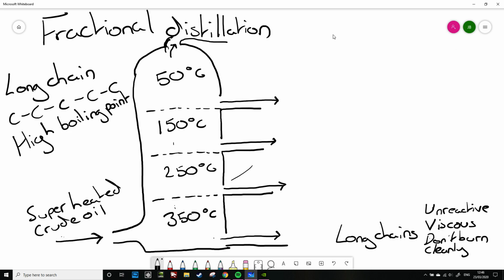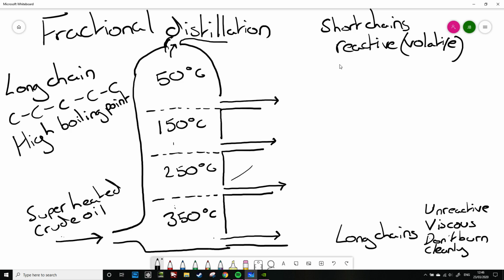Whereas at the top, they are short chains, so that is our methane and ethane. They are reactive (open brackets, volatile, that literally means reactive). There will be gases, and so the opposite of viscous: not viscous, easily flowable, and they burn cleanly.